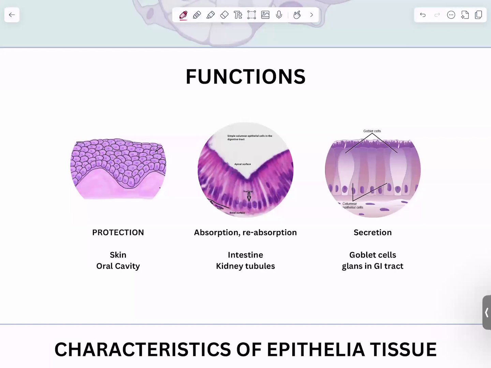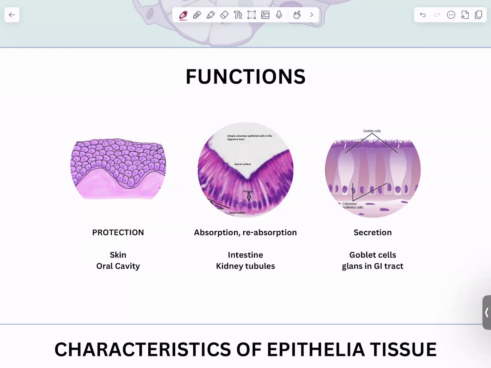It's very important to remember that epithelial tissue in some parts, exactly which parts? The parts that have access to the outside. I will discuss it. For example, the oral cavity, the anus, the skin. These are the parts of the human body that have epithelial tissue, and its function is protection. We have another type of epithelial tissue, for example, in the intestine and in the kidney tubules.